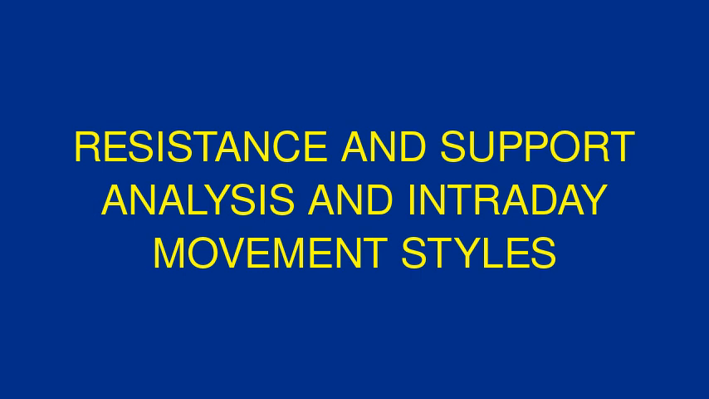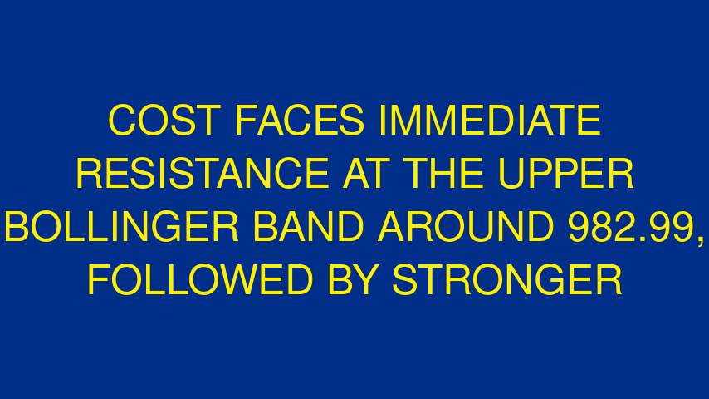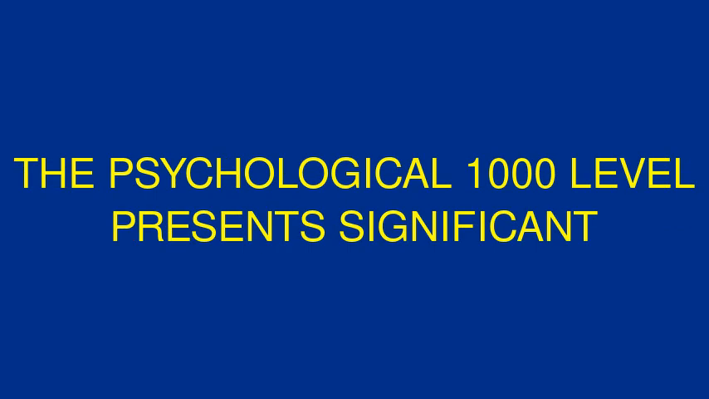Resistance and support analysis and intraday movement styles. Cost faces immediate resistance at the upper Bollinger Band around 982.99, followed by stronger resistance at the recent high around 988.20. The psychological 1000 level presents significant resistance.